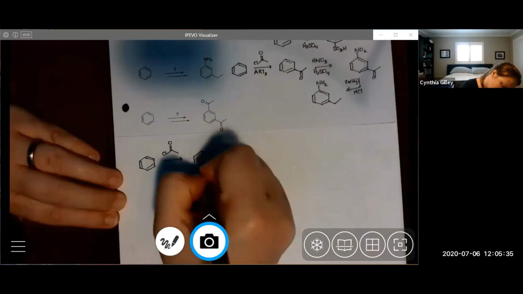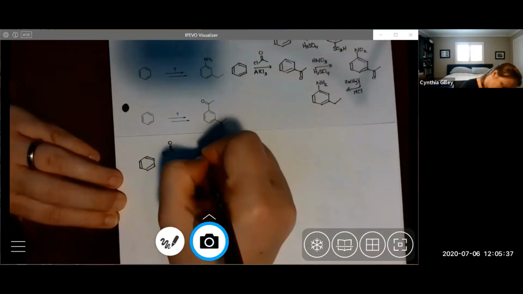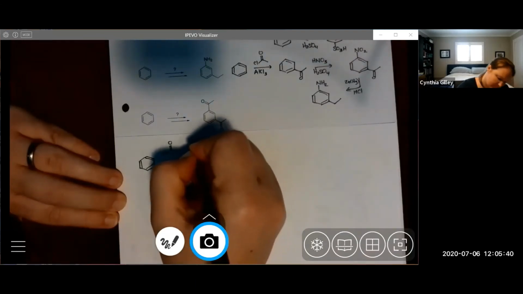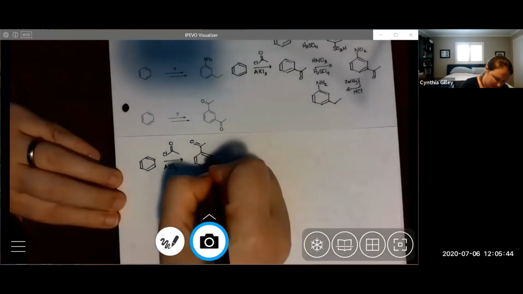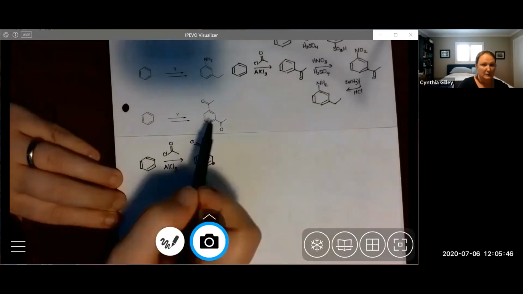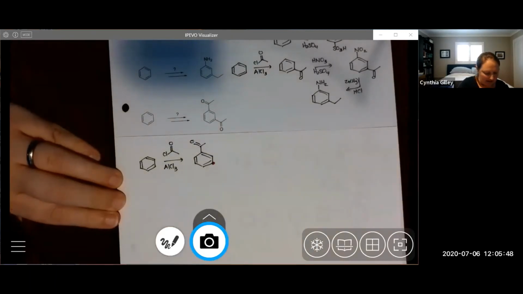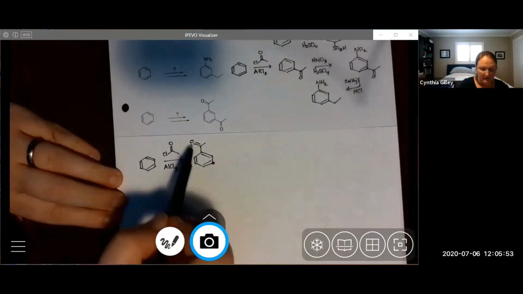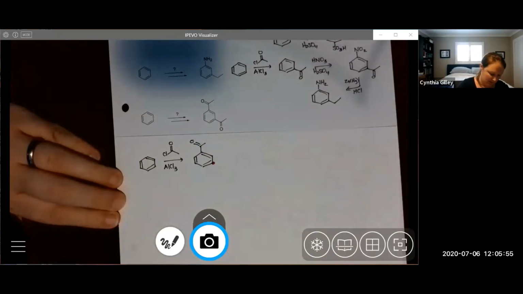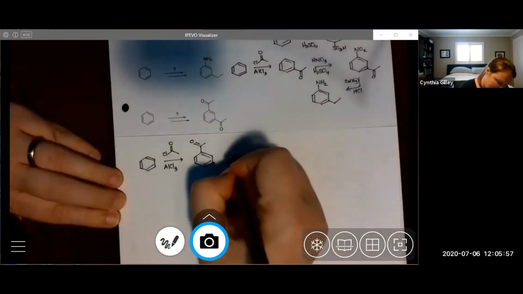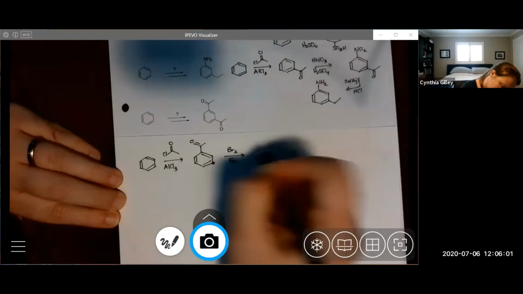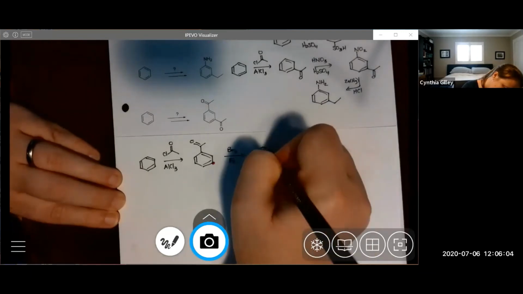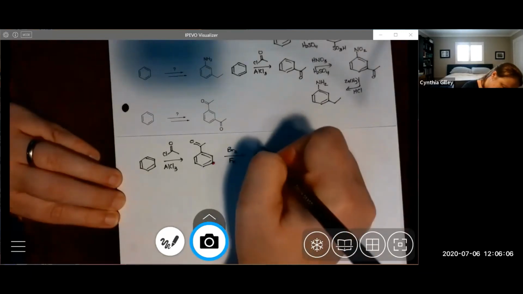So if I introduce one of them, right? Then it is a meta director, and it's directing meta, which is good because I want my group to go meta. But I can't introduce this group because it's a Friedel-Crafts reaction. This is not the right system to do a Friedel-Crafts reaction. But one thing I can do is potentially add a bromine. So I can add a bromine, I just can't do an alkylation or acylation.